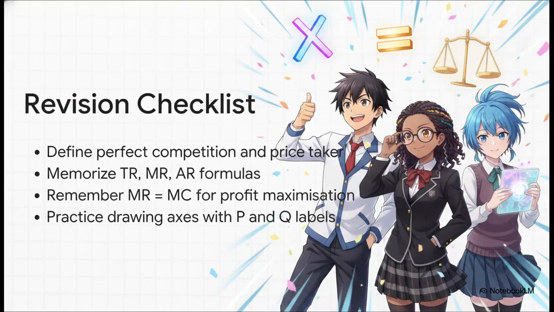All right, let's lock this whole thing in with a rapid-fire revision checklist. To crush this section on your exam, you absolutely must be able to confidently define perfect competition and the price taker. You need to memorize those TR, MR, and AR formulas. You have to burn the golden rule into your memory. MR equals MC for profit maximization. And finally, please practice drawing those axes with the proper price, quantity, and origin labels.